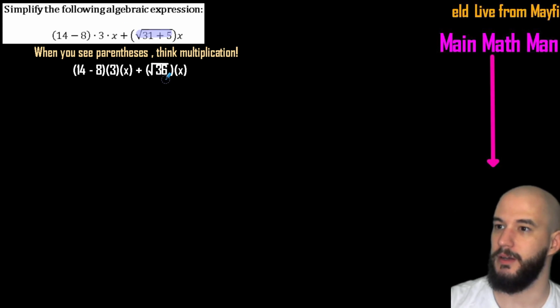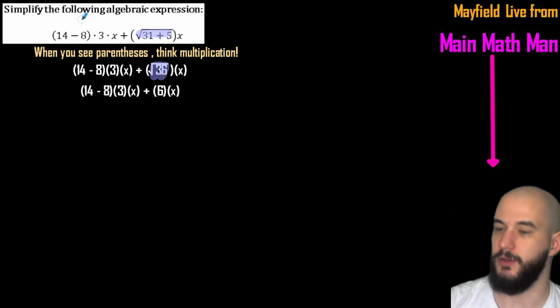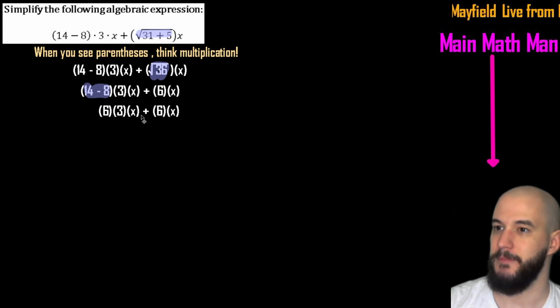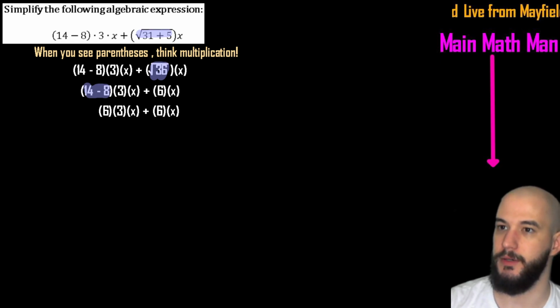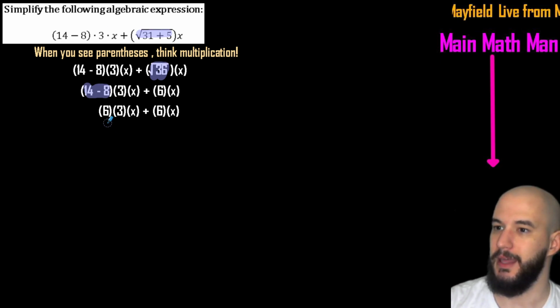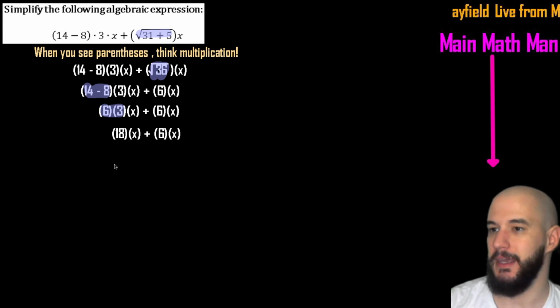I can keep everything else the same. Then the square root of 36 is equal to 6. Still using those grouping symbols, we can do 14 times 8, which equals 6. Again, notice how I'm using parentheses to show multiplication, and so now I can still multiply it. I'm going to do 6 times 3, which is 18, and so now I have, very simply, 18x plus 6x.